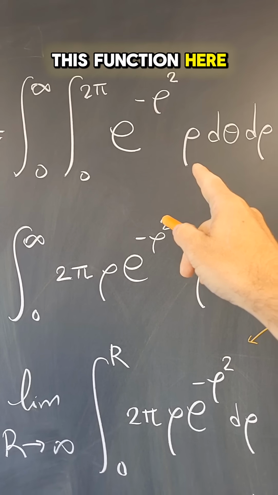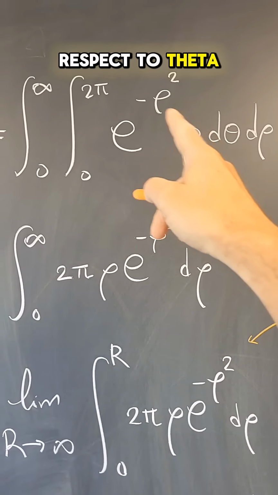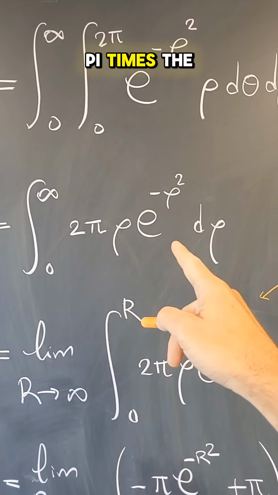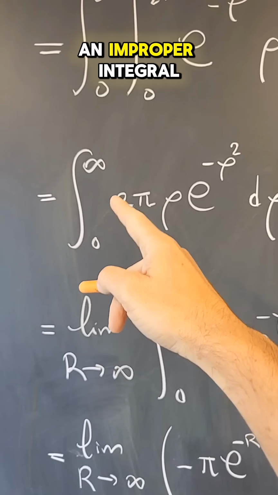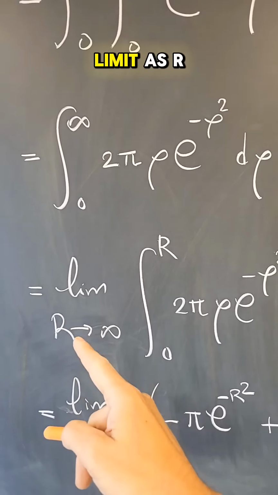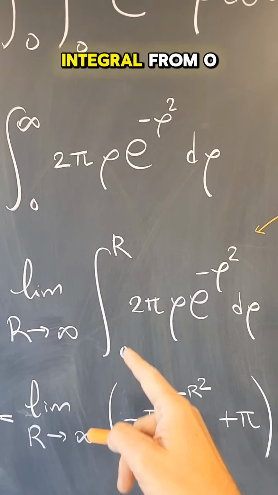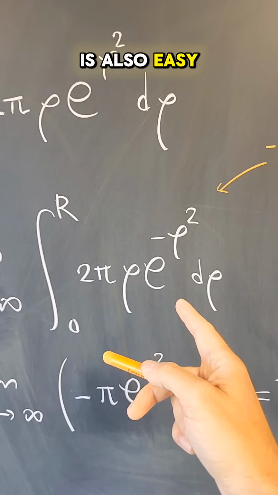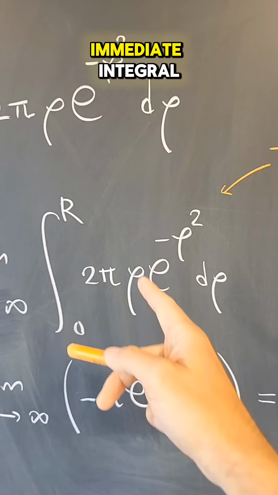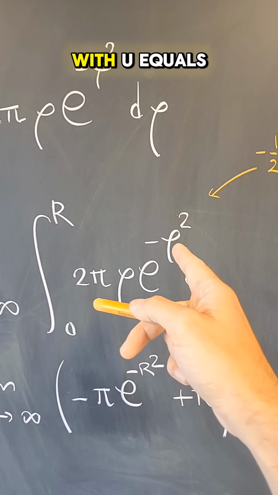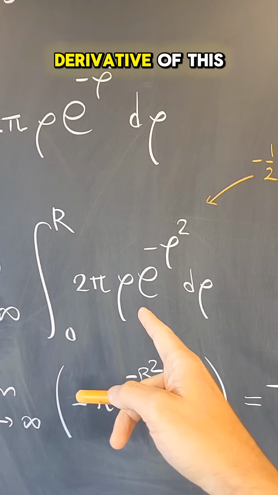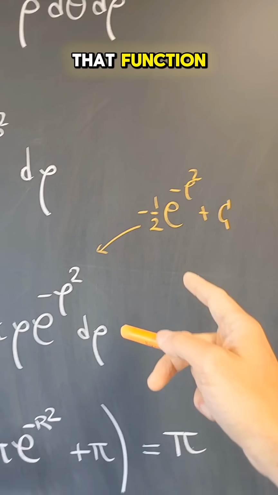This function here is constant with respect to theta, so the integral inside is easy. It's just 2 pi times the function. Now, this is an improper integral, so we have to put a limit as r goes to infinity, integral from 0 to r of this function. But this integral is also easy because it's an immediate integral. If you do a u substitution with u equals rho squared, then you find that an antiderivative of this function is just that function.